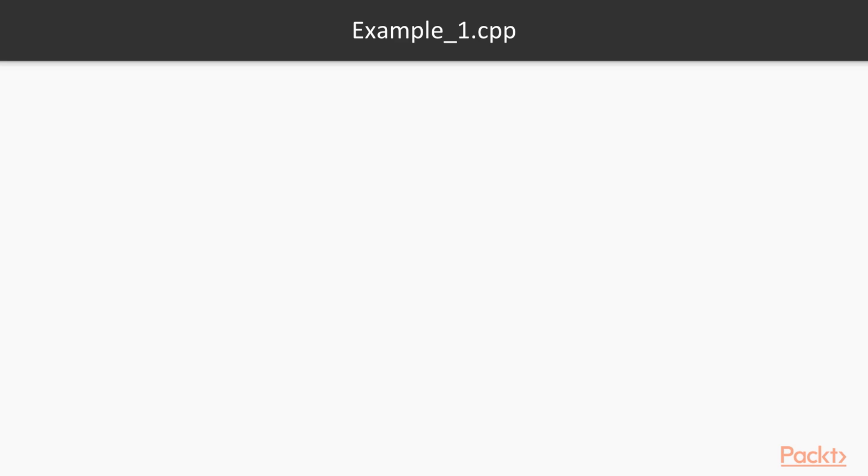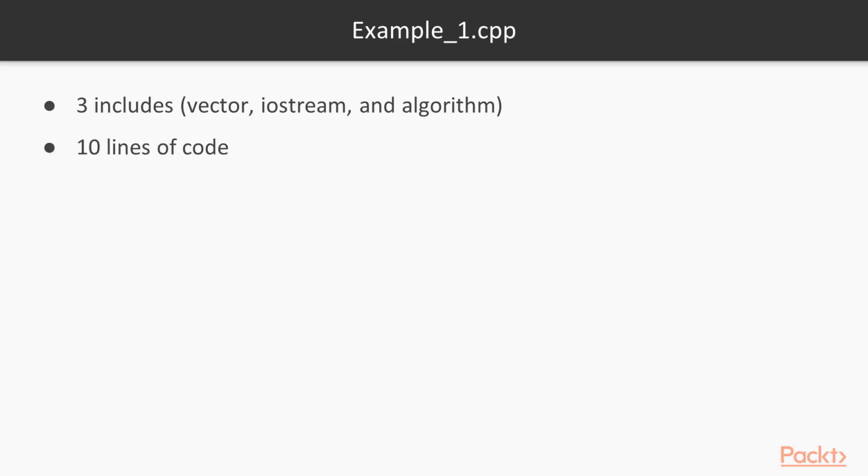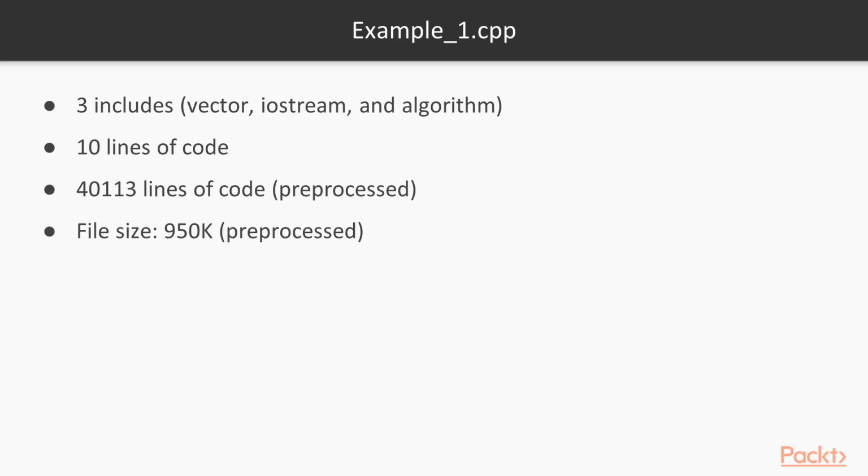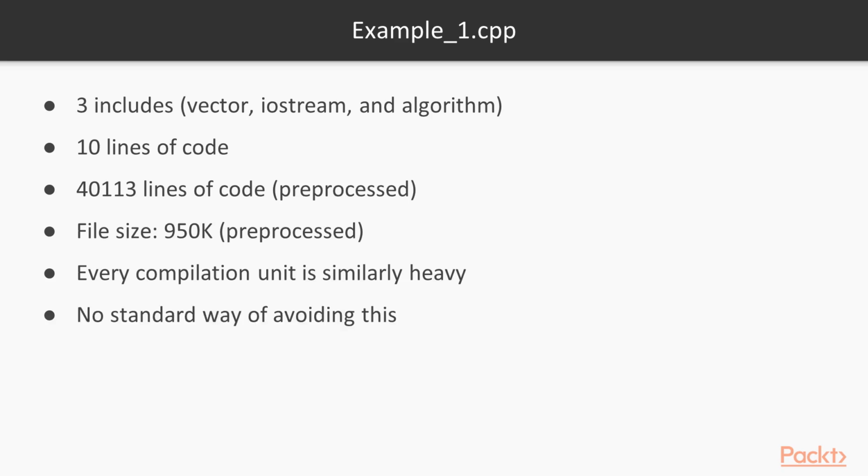So let's summarize. Example1.cpp has 3 includes, vector, iostream, and algorithm, 10 lines of code, over 40,000 lines of code preprocessed, almost 1 kilobyte of file size preprocessed, and every compilation unit that includes a part of the standard library is similarly heavy. There is no standard way to avoid this. Every time one of these 3 includes or any other includes is included, it has to be compiled again for every compilation unit.